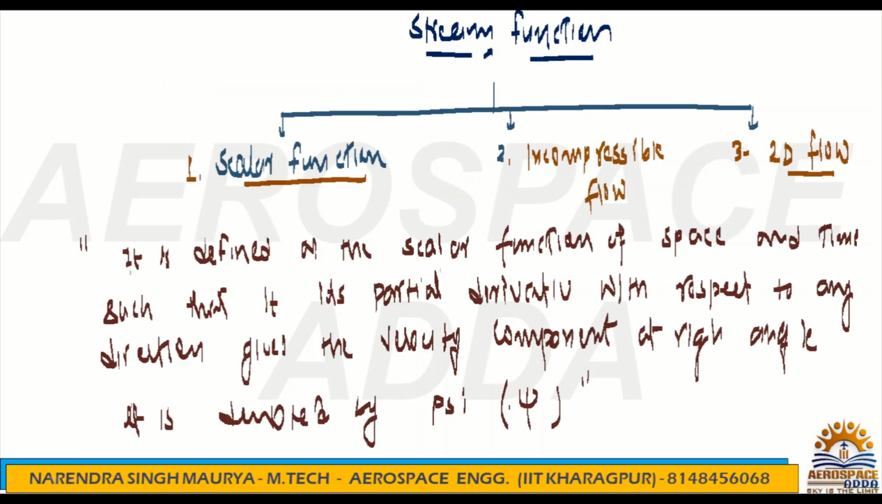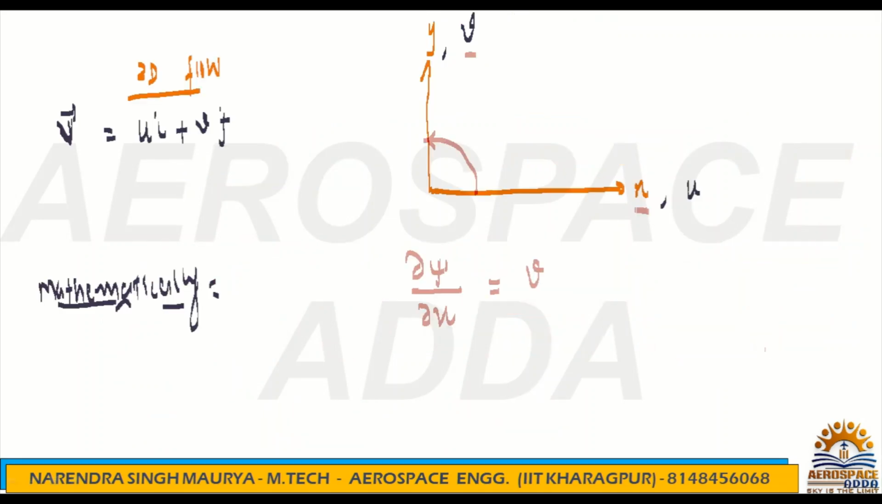See the statement, what they said. It is defined as the scalar function of space and time such that its partial derivative with respect to any direction gives the velocity component at right angle. So I'm taking the partial derivative of the stream function with respect to x, and it will give the velocity at right angle. The right angle direction is y, and the velocity there is v. So we got dou psi by dou x is equal to velocity v, right?